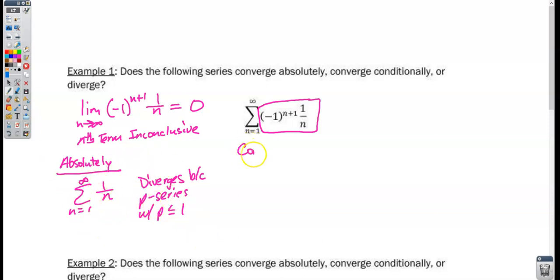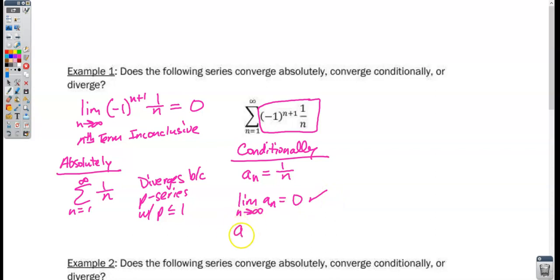Then I go on and I test to see if it converges conditionally. All right, this is an alternating series test where a sub n is equal to 1 over n. Does the limit as n approaches infinity of a sub n equal 0? Yes. Is a sub n greater than or equal to a sub n plus 1, for n greater than or equal to some number, I'm going to say 1? And the answer to that is yes. Okay?